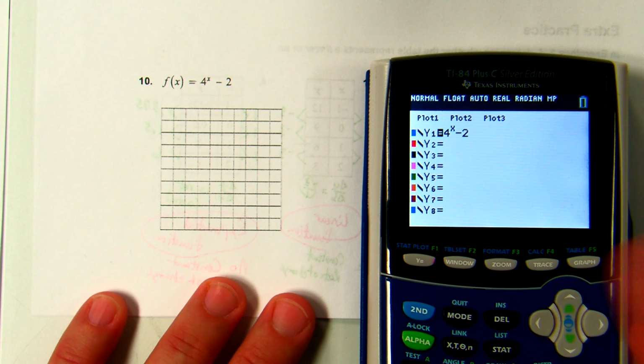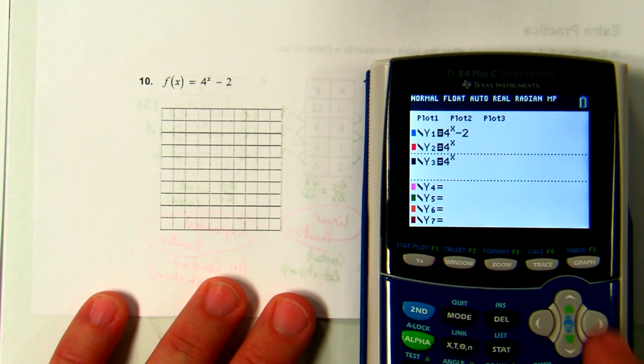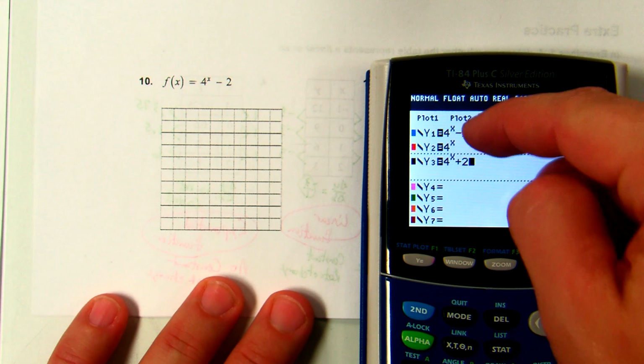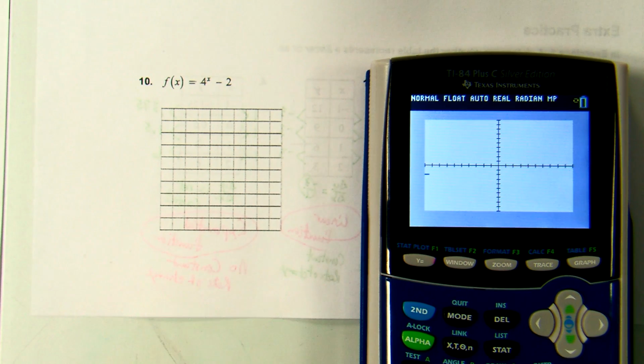Okay? Now, if we just had 4 to the x, I'm going to put, because I have colors on here, I'm going to show you what 4 raised to the x power is. And just for demonstration purposes, I'm going to put 4 raised to the x power plus 2. Okay, so I've got 3 different graphs here, and they're 3 different colors, so they're going to show all these when I graph them. I want you to look at something.